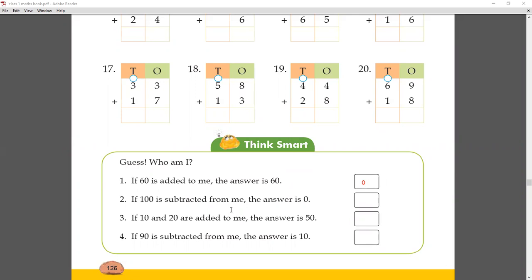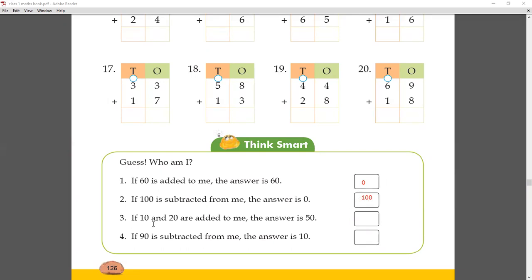If 100 is subtracted from me, the answer is 0. When does the answer become 0? When we subtract the same digits. It means 100. So that's why we write 100 here.